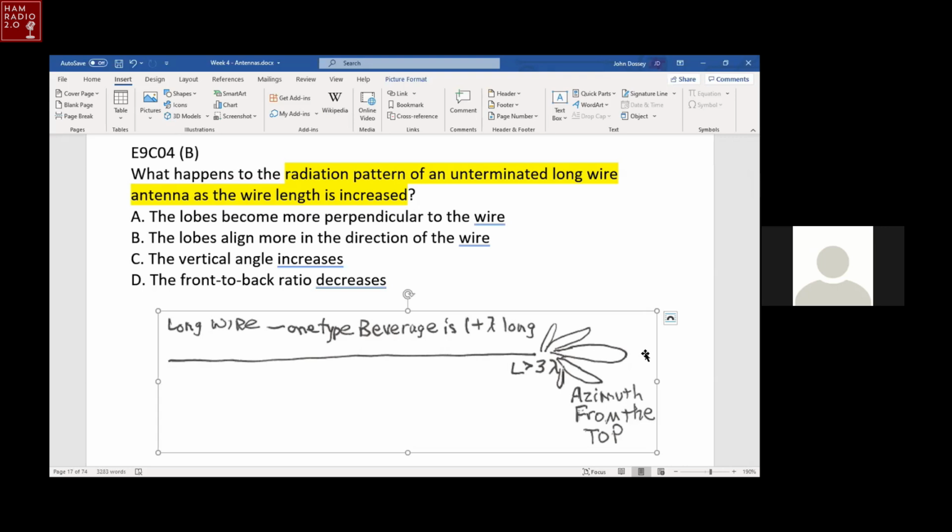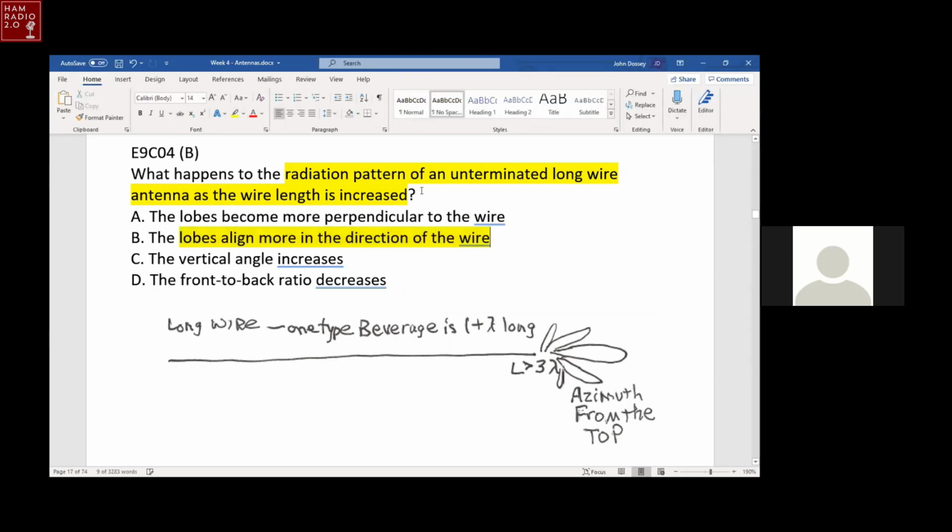And the radiation pattern of this long wire, the longer the wire, the more the main lobe aligns with the direction of the wire, is what this question's getting at. So if you're going to put up a long wire antenna, plan on minimum 2 or 3 wavelengths long. 4 or 5 is even better. And the radiation pattern shoots off the end, the unterminated end. Now, obviously the feed is over here at the other end of the wire.